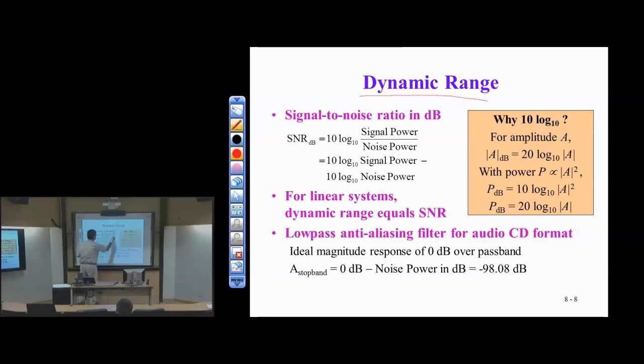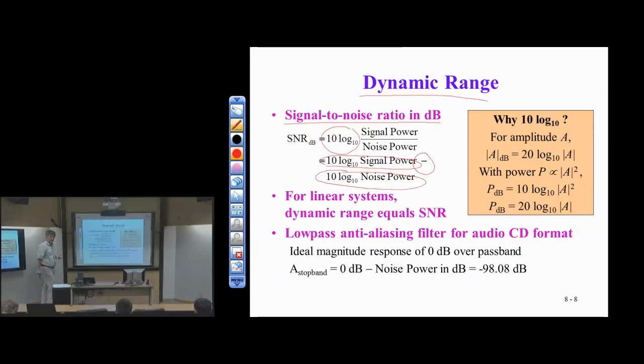So the SNR, signal-to-noise ratio in dB, since it's in terms of power, is simply 10 log 10 of signal power divided by noise power. And if we use properties of log, this is the SNR, this is the signal power in dB minus the noise power in dB. Again, it's the property of logarithms.